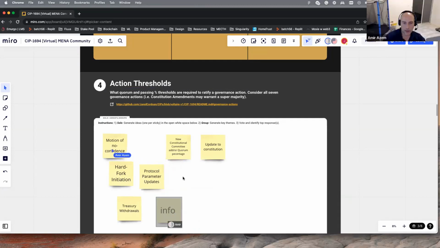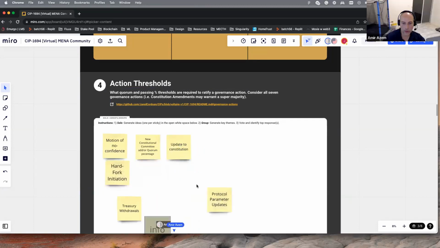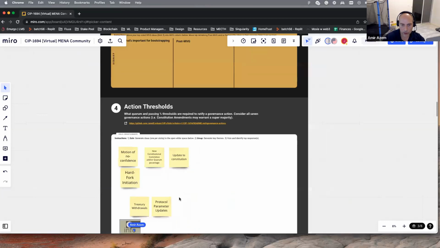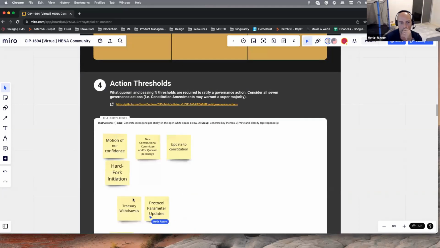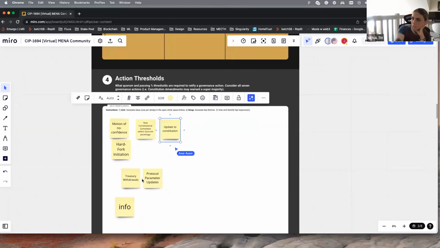So I feel like the ones in the top are the ones that maybe we can group together, the serious, important ones. And this we can put lower because really it's just for information. So if you want, we could say these top ones. Do you think an update to the constitution is a serious one or not?